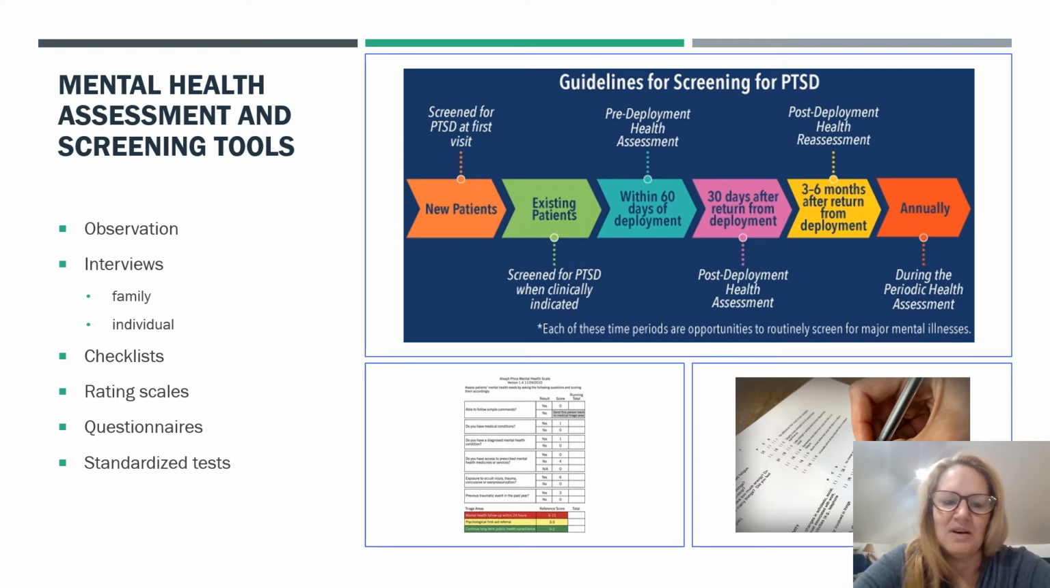There may be, obviously, our observations, interviews with the patient and their family members or caregivers. There's tools that are checklists, rating scales, questionnaires, and standardized tests. There's a couple of examples of them on here. On my unit, because we're senior behavioral health, we do mini mental. There's a couple of assessment tools in a folder in the clinical section of 602 for psychiatric clinical. So you'll all see different tools along the way, but there's a couple of examples in there.